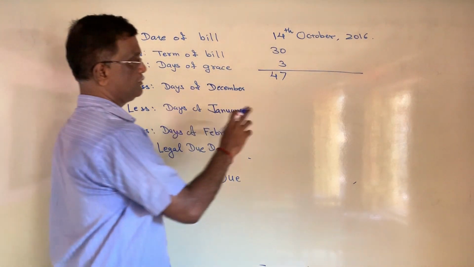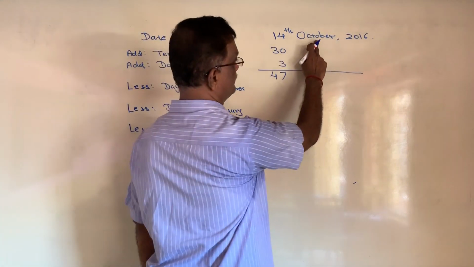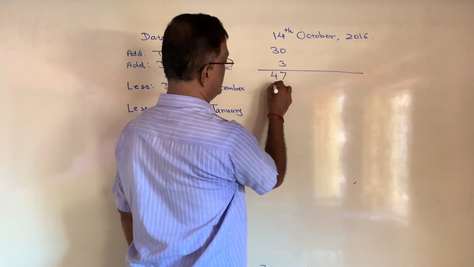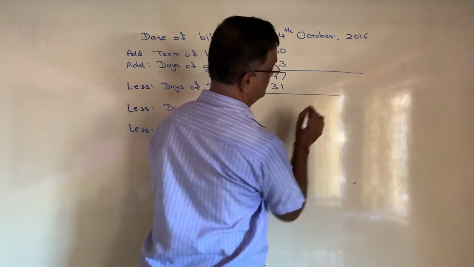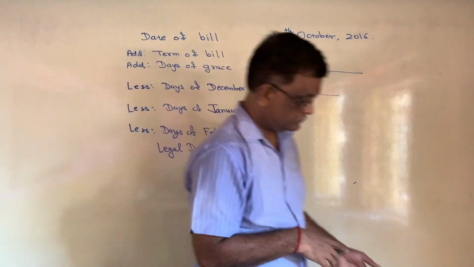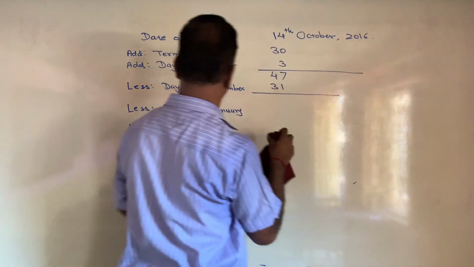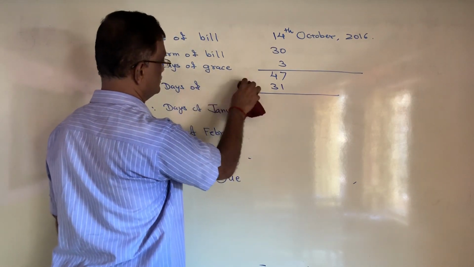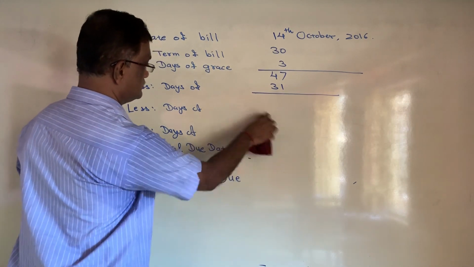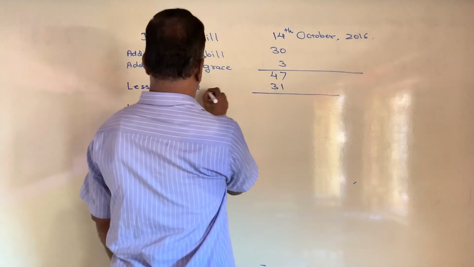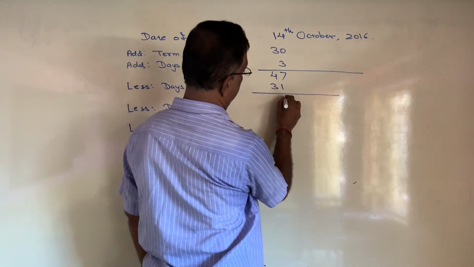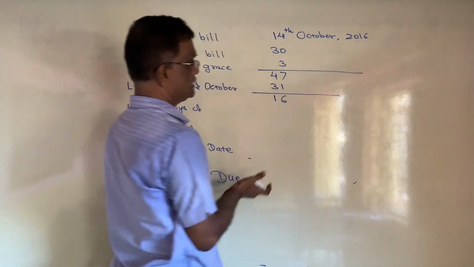From this 47, first of all remember you have to deduct total number of days of this month. How many days does October have in total? 31st. So 31 days you have to deduct. Minus these days of October. So left 6, 16. Done, we got the answer.